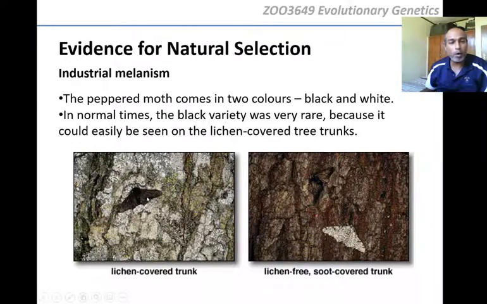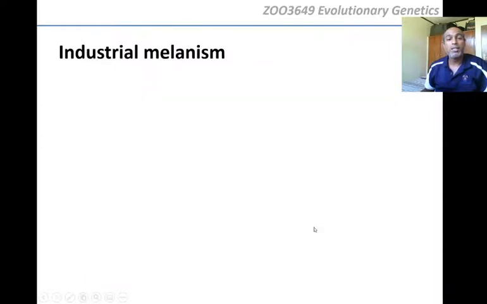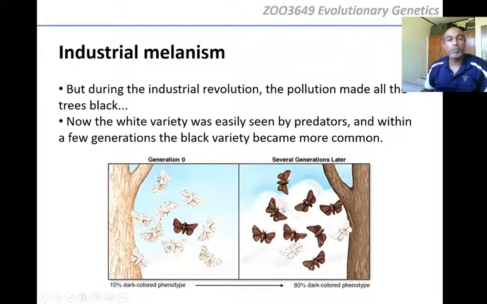Suddenly, the black one, which was not popular at this time, suddenly, when all the trees are becoming darker, this black one suddenly becomes more common. Why? Because the birds are not eating that anymore. The birds are eating these white ones because they can see the white one better. Okay? So that is your industrial melanism. Okay? So the white variety was easily seen by predators, and within a few generations, the black variety became more common.